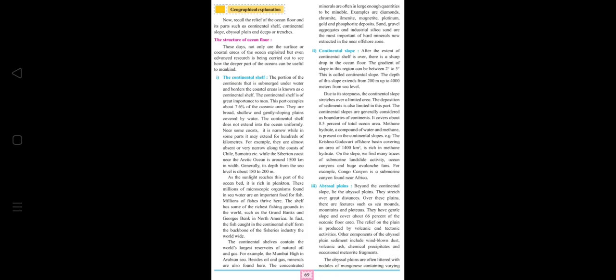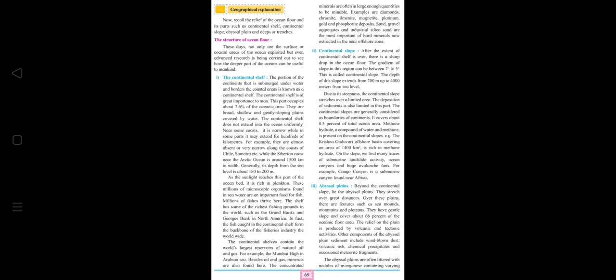Methane hydrate, I told you all what is methane. It is a compound of water and methane, and is present in the continental slope. Example, the Krishna Godavari offshore basin covering an area of 1400 square kilometers is rich in methane hydrate. On the slope, we find many traces of submarine landslide activities, ocean canyons, and huge avalanche fans. For example, the Congo Canyon is a submarine canyon found near Africa.